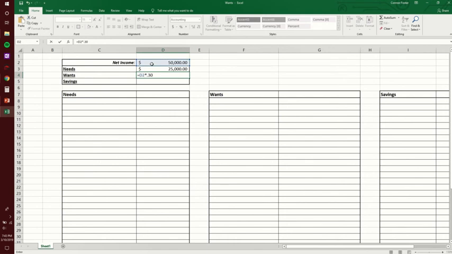Say, for example, you know that you have to spend 65% of your income on your needs. That's okay. Just remember that you have to reflect those changes in your wants and savings categories as well. So you're only going to have 35% of your income to split between those 2 buckets.